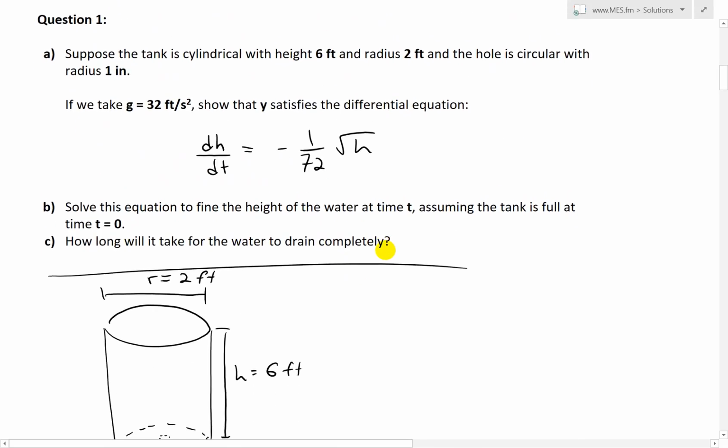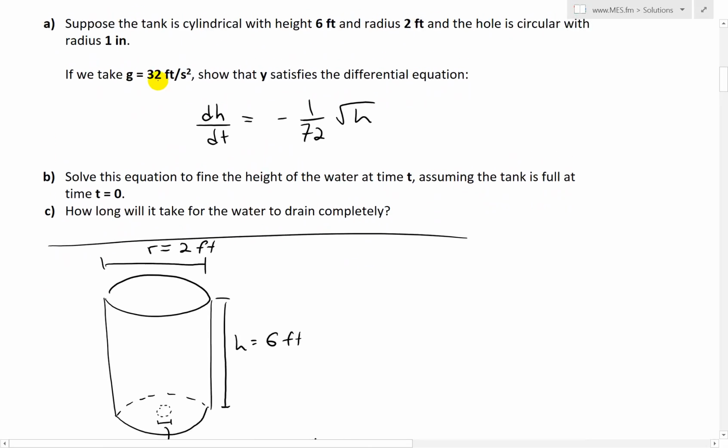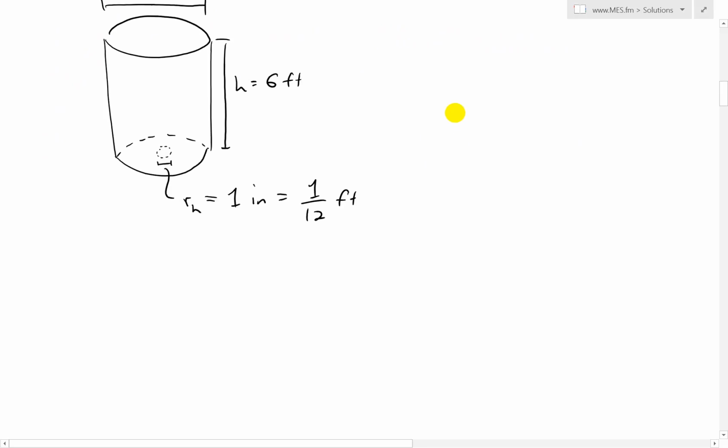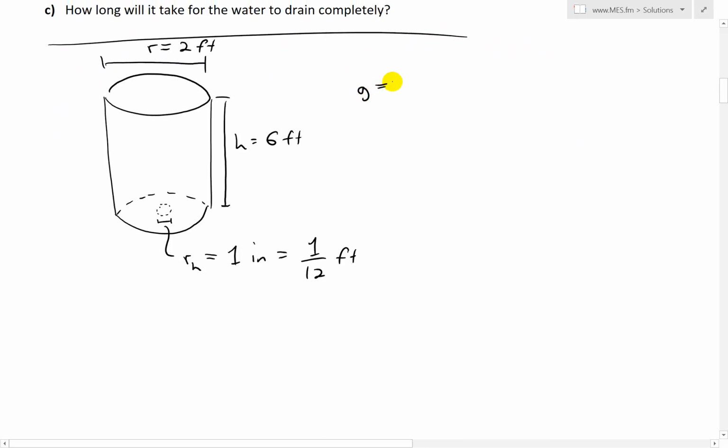And then part A, again, it says if we take G as the gravity, and this is in imperial or American or British units, 32 feet per second squared. So we have G is equal to 32 feet per second squared. I'm just writing everything we know right here.